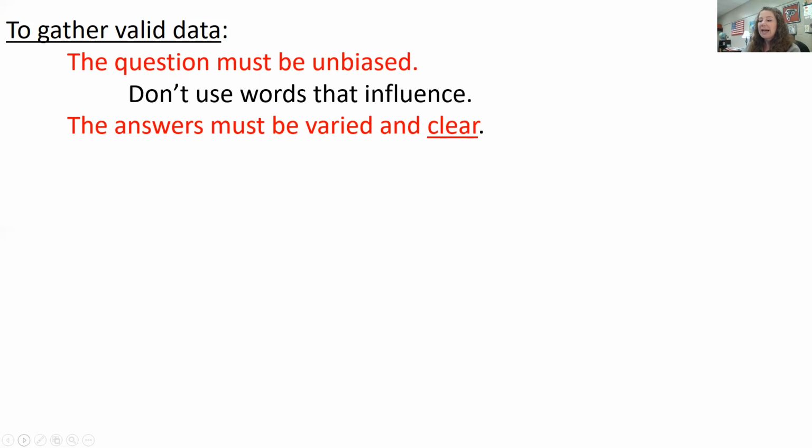So for example, if I asked you, did you read a book last night? Well, the answer can only be either yes or no. So that's not going to give me a lot of varied answers when I ask people. However, a better question would be, how many minutes did you read last night? So let's say I want to know how many average minutes middle schoolers spend each night reading. Well, when I collect my data, I would ask that question: how many minutes did you spend reading last night?